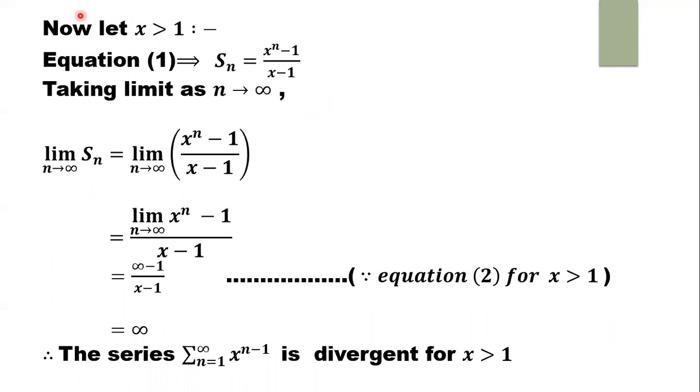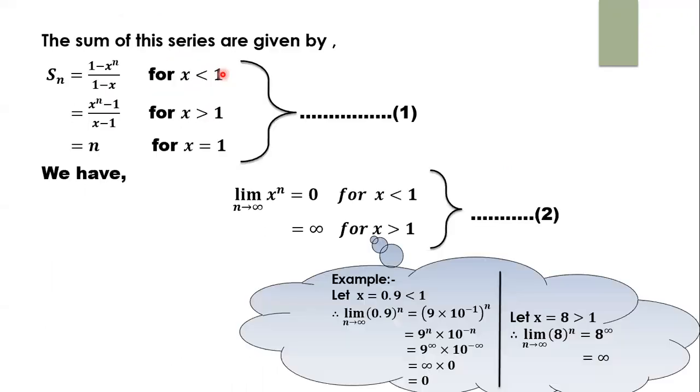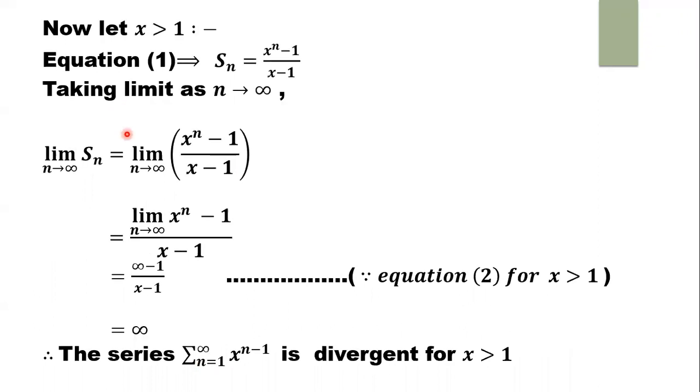Now we take the second case, for x greater than 1. Equation 1 implies, for x greater than 1, the value is (x raised to n minus 1) upon (x minus 1). Now, taking the limit as n tends to infinity, limit n tends to infinity, Sn is equal to the limit of (x raised to n minus 1) upon (x minus 1).